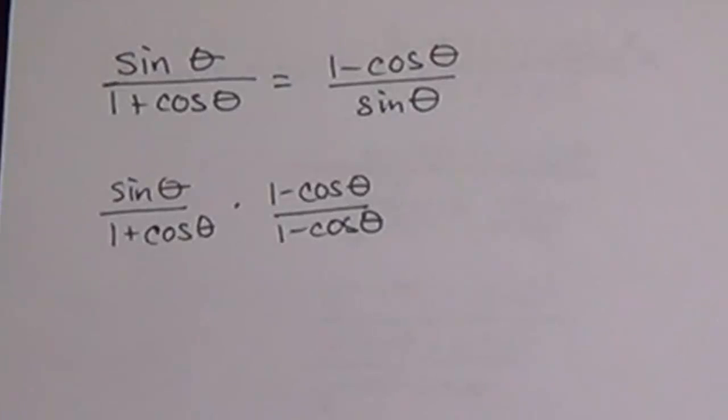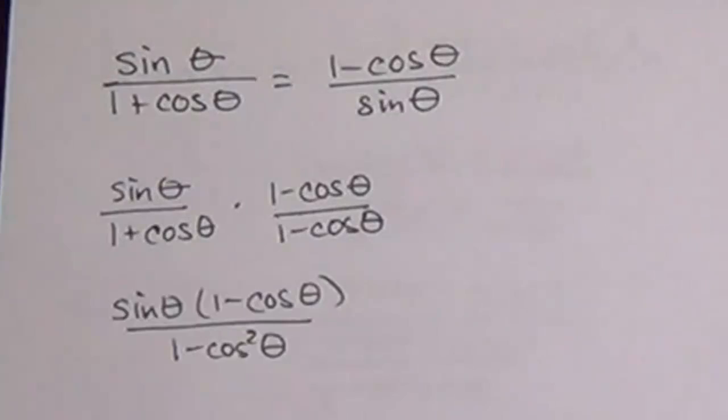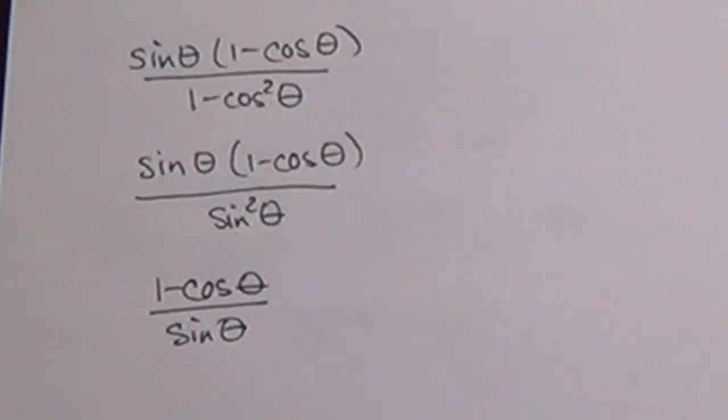Now doing this, when we multiply out, we can see that on the bottom I have a difference of squares. And again, we can use our Pythagorean identity for the 1 minus cosine squared. From there we can see that sine squared and sine theta, we can cancel one of those, and we've now reached the right-hand side of the equation.